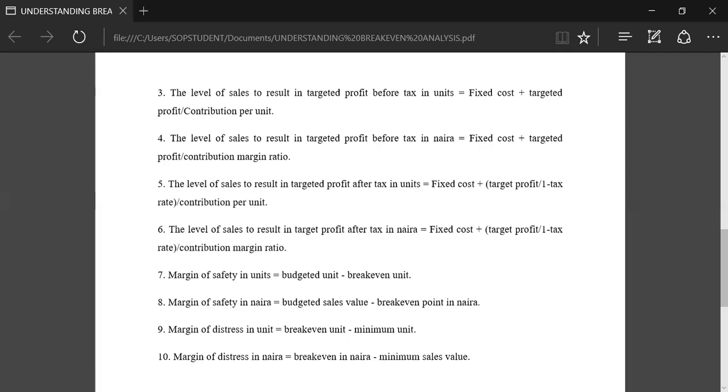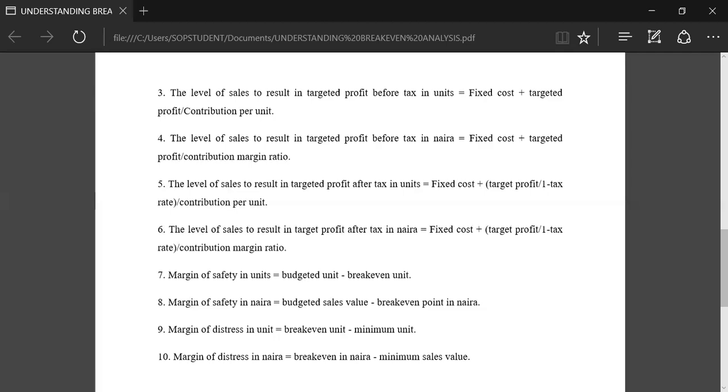Now the answer that gives to us, it will be in decimal places, will be added to fixed cost. Remember, fixed cost is constant, doesn't change. It will be added to fixed cost, and the answer will be divided by the contribution per unit. That gives us the level of sales we require to achieve a targeted profit after tax in units.